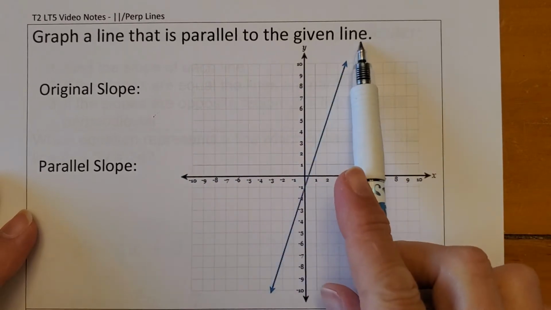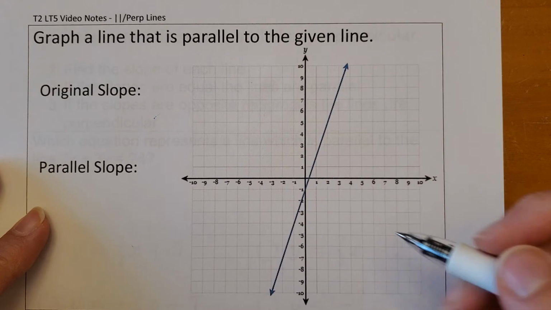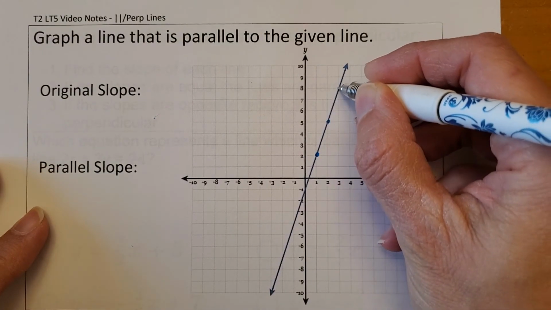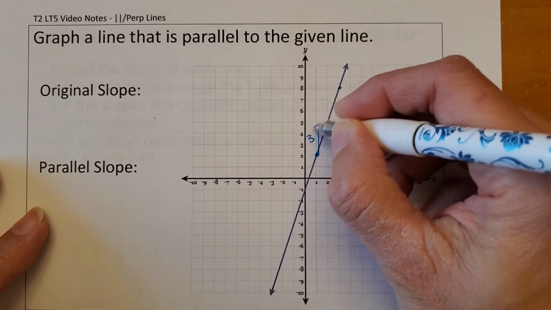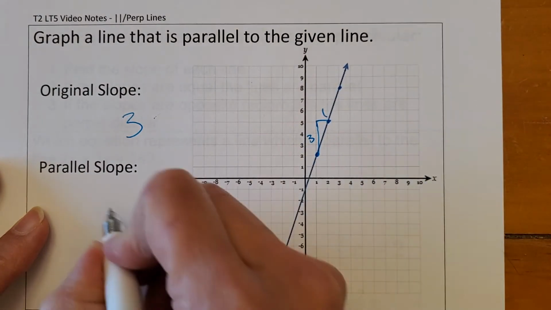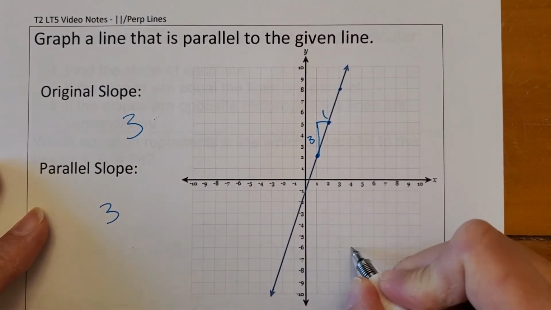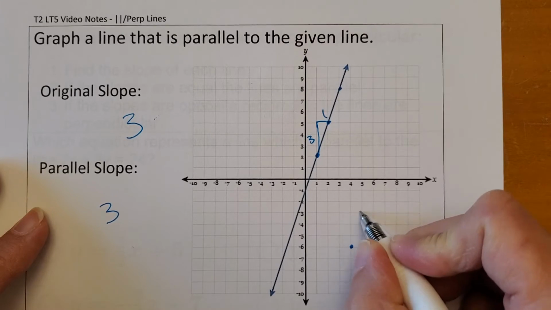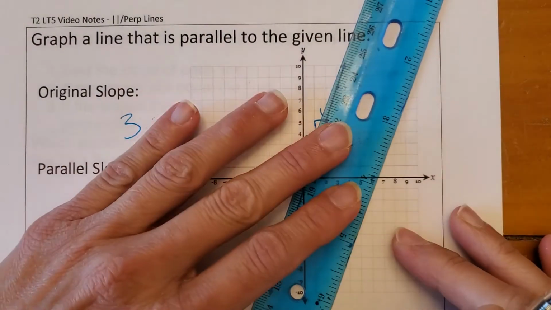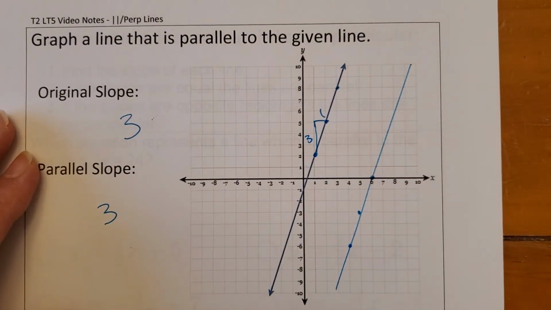Graph a line that is parallel to the given line. All right, we have to find the slope. We know that's going to be the same for both of them. So we go to where it crosses the grid mark. There's another one. So it looks like up 3, right 1. So that's 3 over 1, or 3. Our parallel slope has to be the same. This time I'll go below, since before I went above. I'll just go right there. So I go up 3 over 1, up 3 over 1, and I'm going to connect the dots, which is done for you on the graph online.